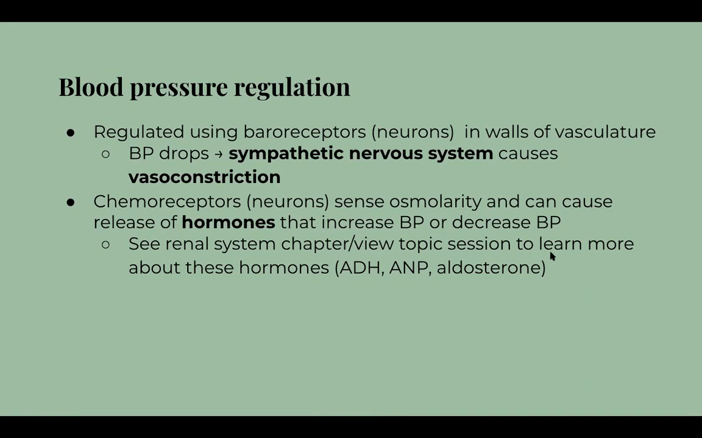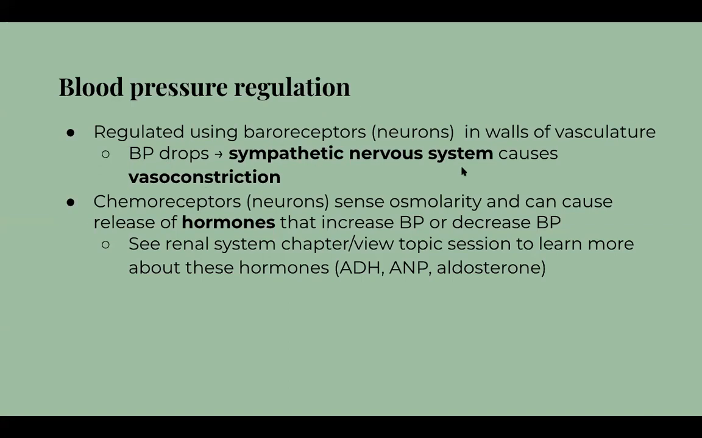There are two different types of neurons that regulate blood pressure. First is the baroreceptors. Baro means pressure. These sense blood pressure directly in the walls of your blood vessels. Once these receptors sense a drop in blood pressure, the sympathetic nervous system kicks in and causes vasoconstriction.